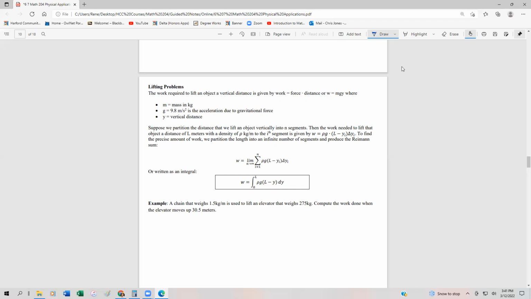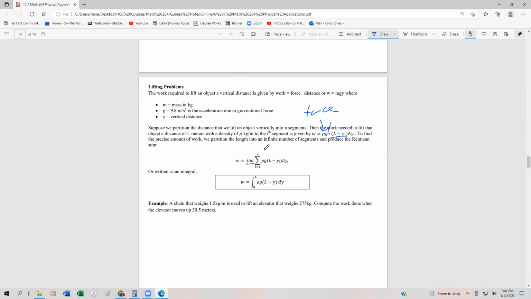But what we can do is partition that. And the work, remember, if it's m times g, the mass times the gravity, we can just go ahead and use some sort of force function. So we have this rho, which is going to be our density, which helps us to get our force, the gravity, which we already know, and then this is going to be L minus y sub i. That's basically going to be the length or distance. So force times distance, and then delta y would be the partitions of those distances.